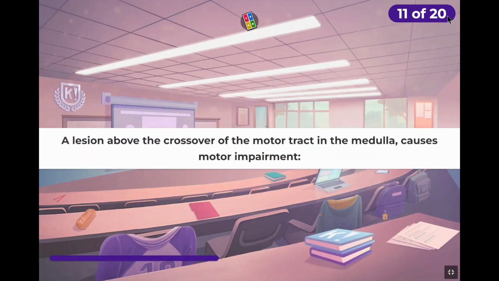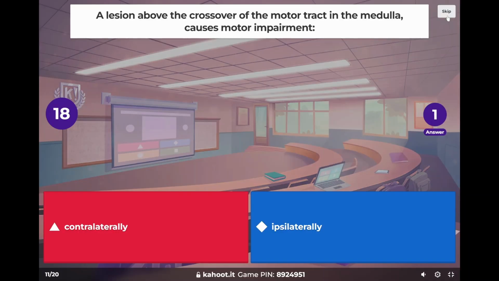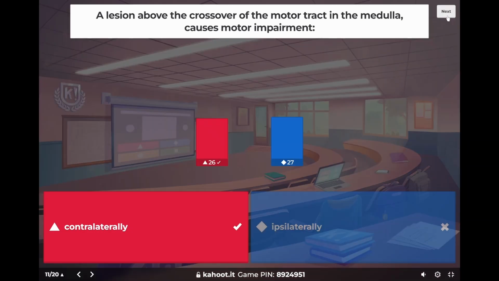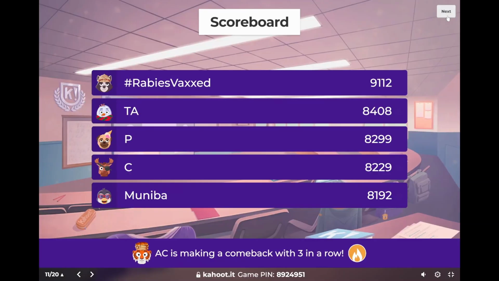A lesion above the crossover of the motor tract causes motor impairment contralaterally or ipsilaterally? This is above the crossover. If we're above the crossover, think of strokes. Strokes occur above the crossover. The medulla is here. Strokes are in the brain itself. So if you have a right-sided stroke, contralateral side. Okay, this is above the crossover. That's why I always say you have to know where the crossovers occur and know what's going on above the lesion or below the lesion, or where the crossover is and where the lesion occurs. You got to know those crossovers.